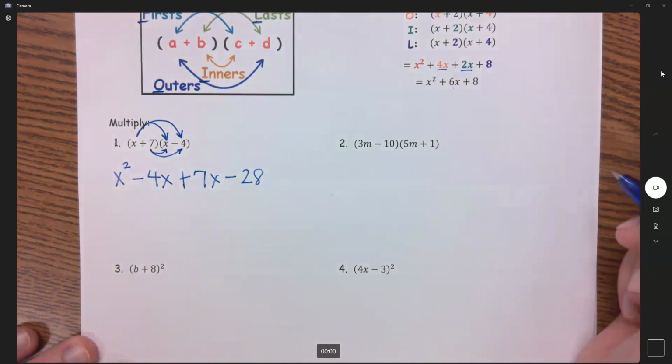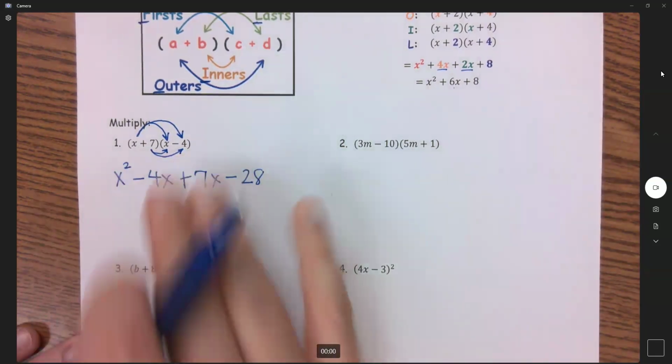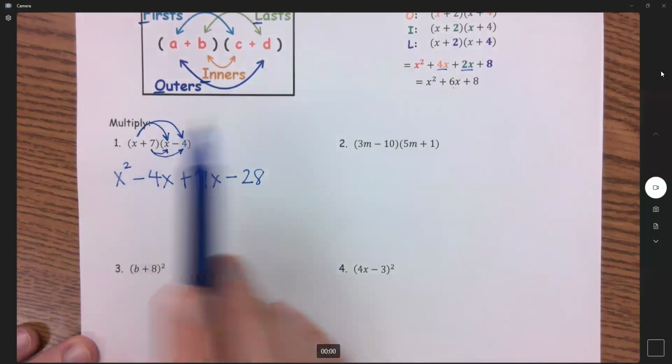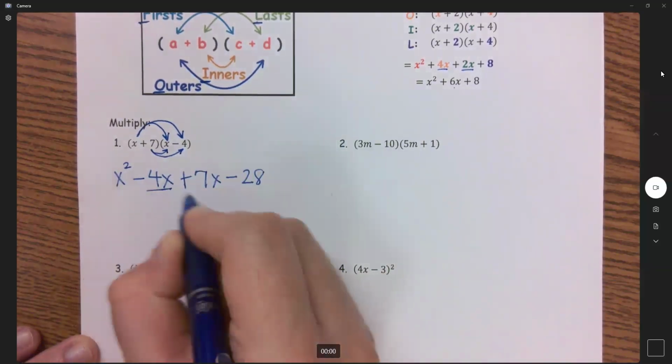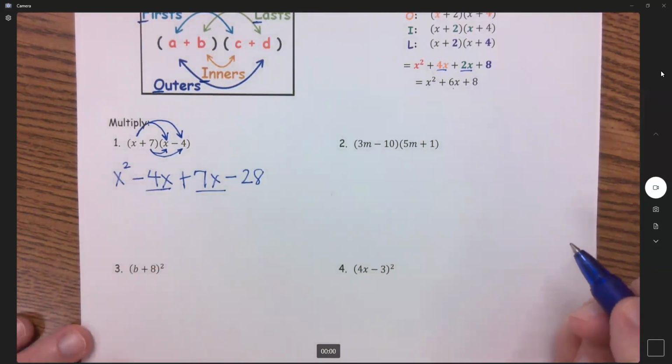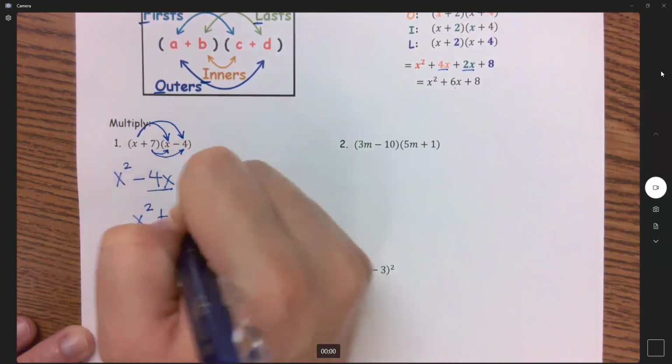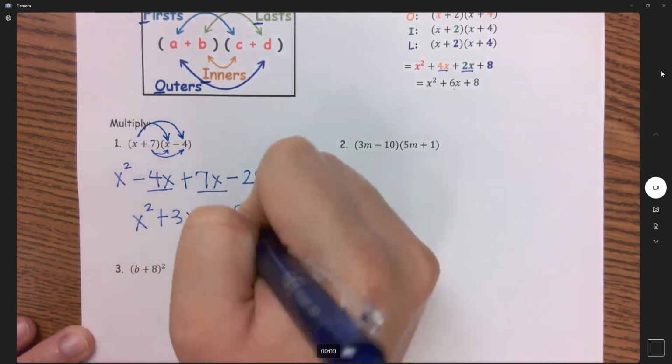If you use FOIL correctly, and it's always in this form where it's x plus or minus a number, x plus or minus a number, these middle terms are going to be your like terms. So -4x plus 7x gives me 3x. My final answer is x squared plus 3x minus 28.